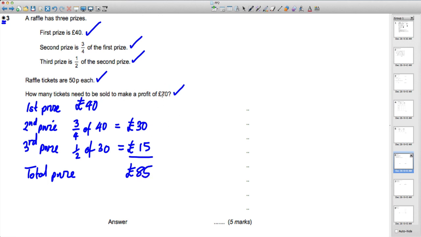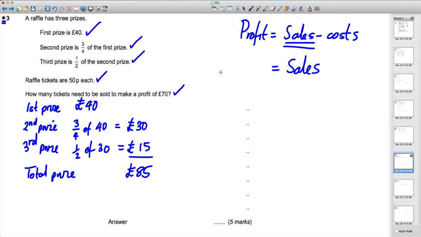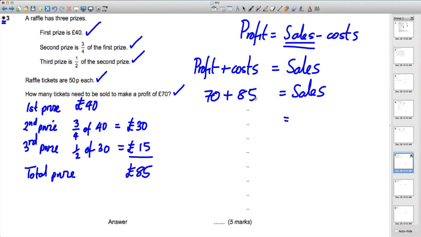Okay, now to make a profit of 70, remember, I'm just going to go over here. Profit is your sales minus your costs. Now, the only costs you've got are this £85 worth of prize money. So therefore, to work out your sales, sales must be the profit you want plus your costs. Okay, and the profit you want is 70, your costs are 85, so therefore you need sales of the sum of these two, which is equal to £155. That's how much sales you need.